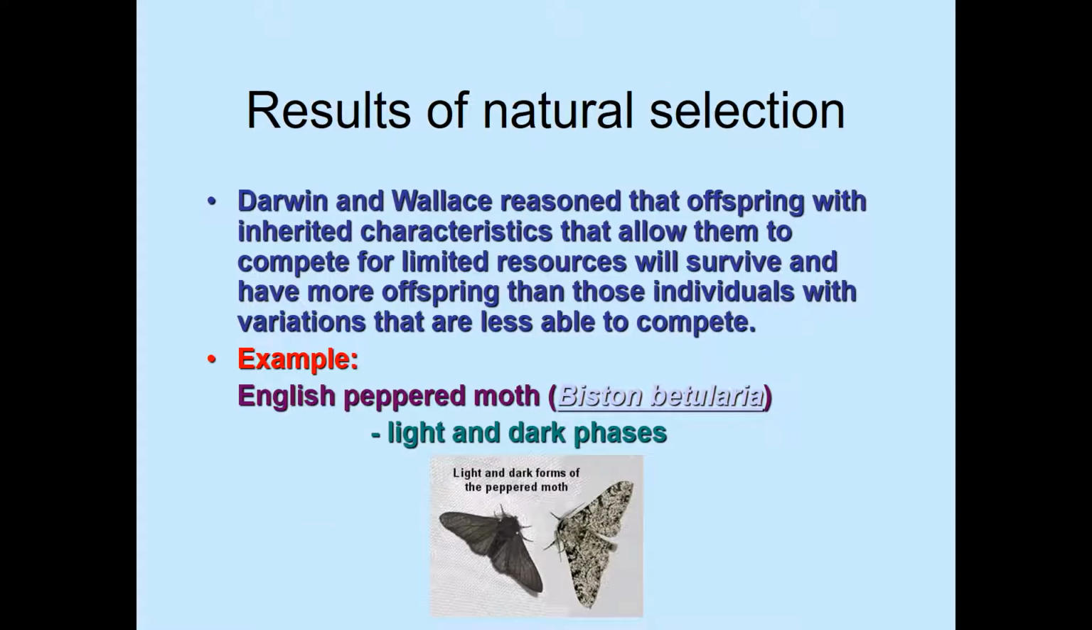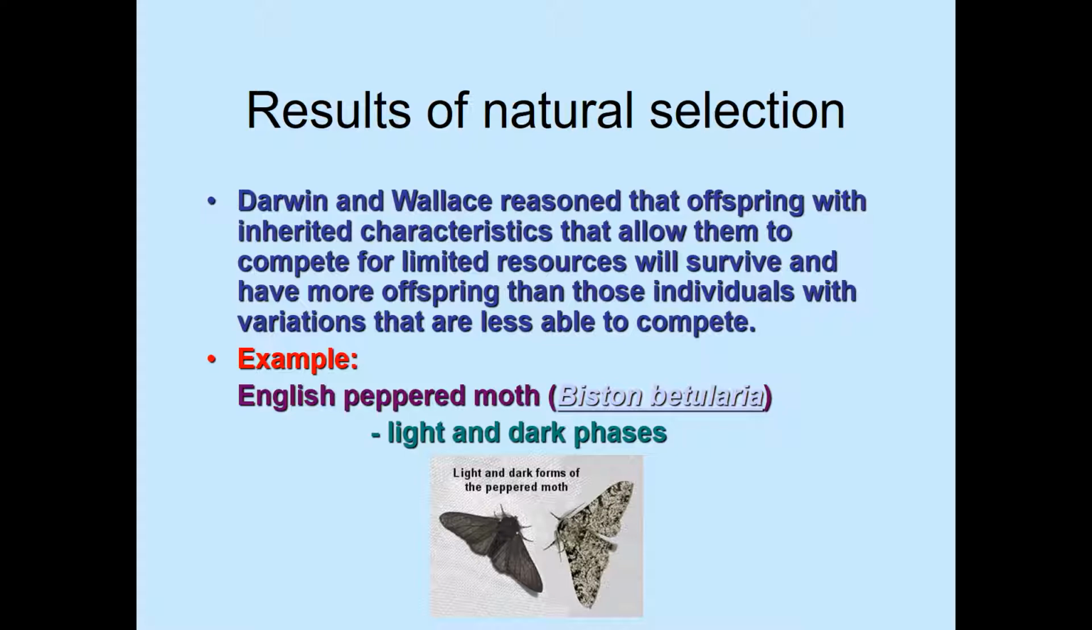Now, Darwin and Wallace, they said that offspring with inherited characteristics that allow them to compete for limited resources like food and shelter, they'll survive and have more offspring than those individuals with variations that are less competitive. This is basically saying that natural selection is like the survival of the fittest, or the strong survive, or if you've seen the movie The Hunger Games or read the book The Hunger Games, it's a lot like that.